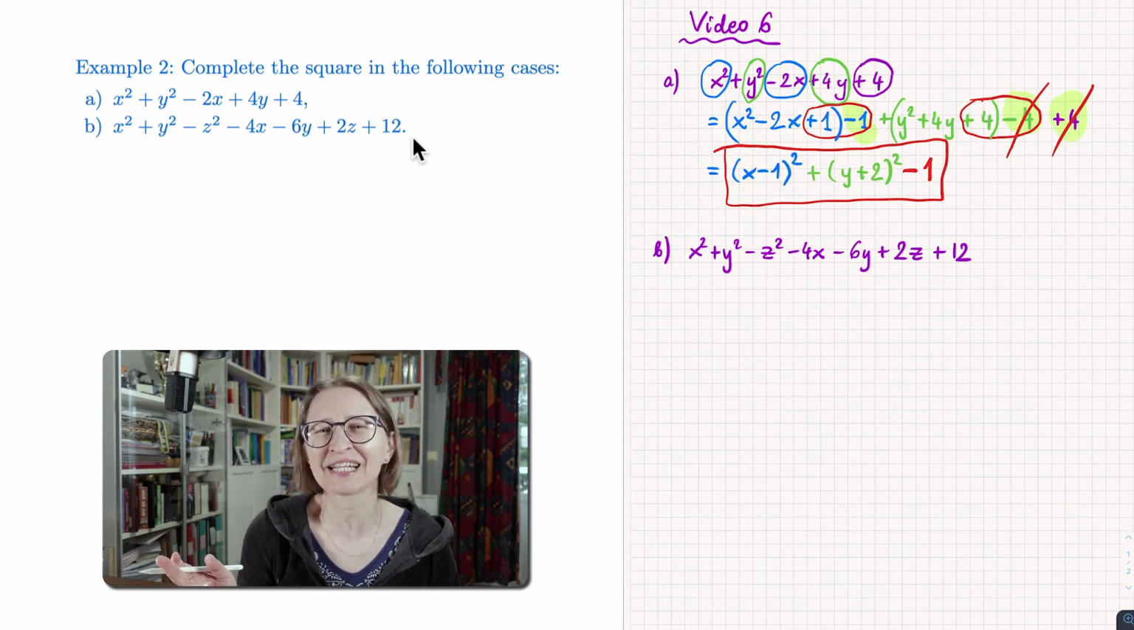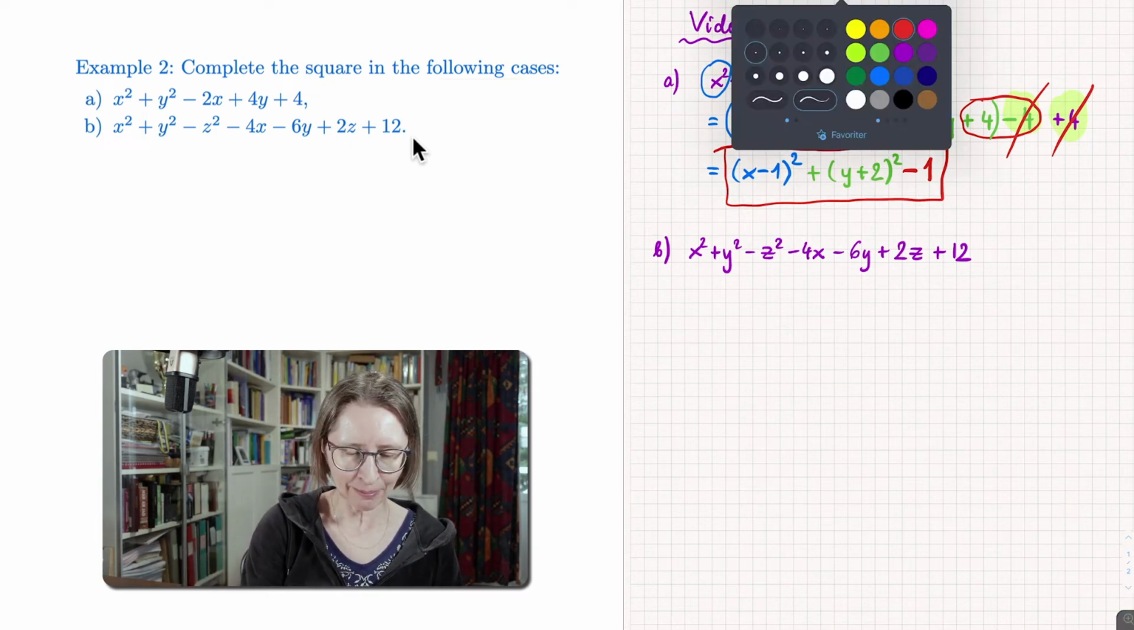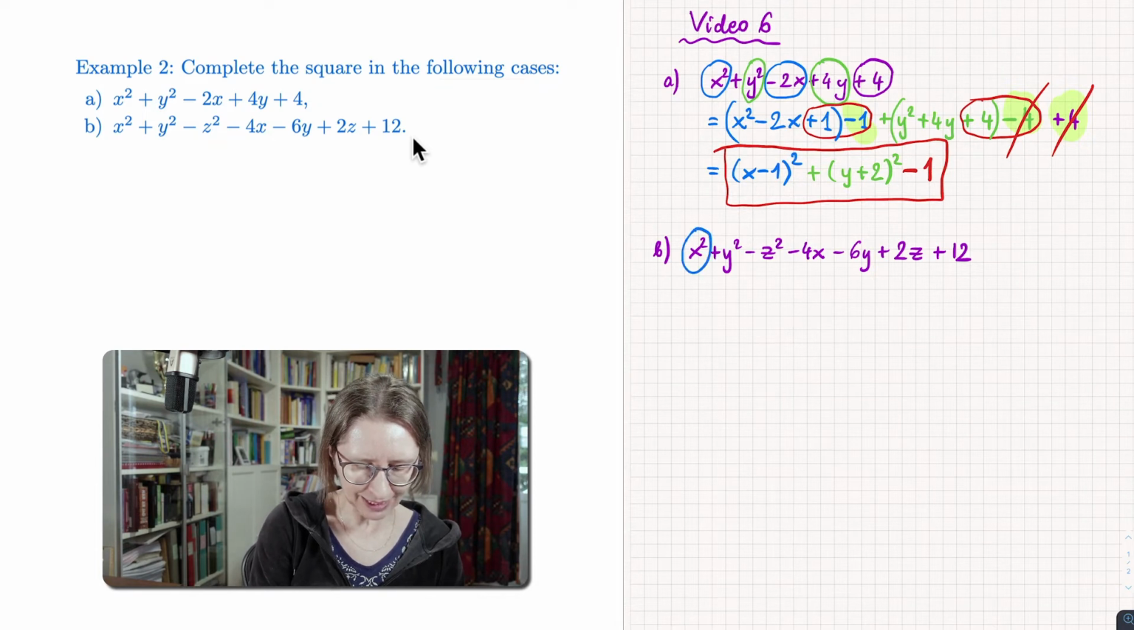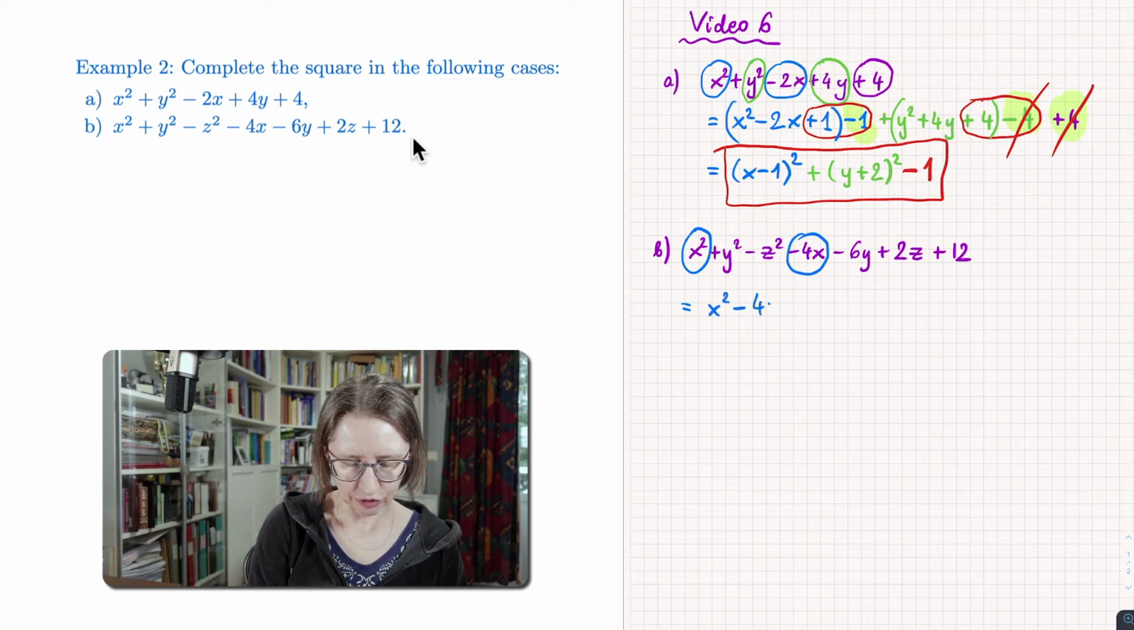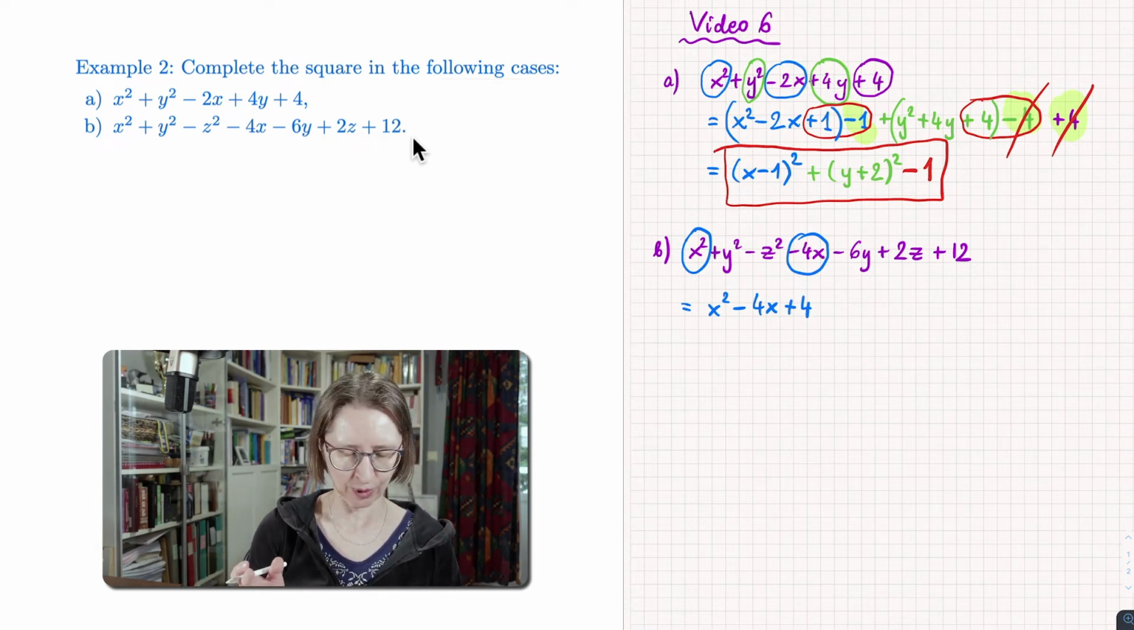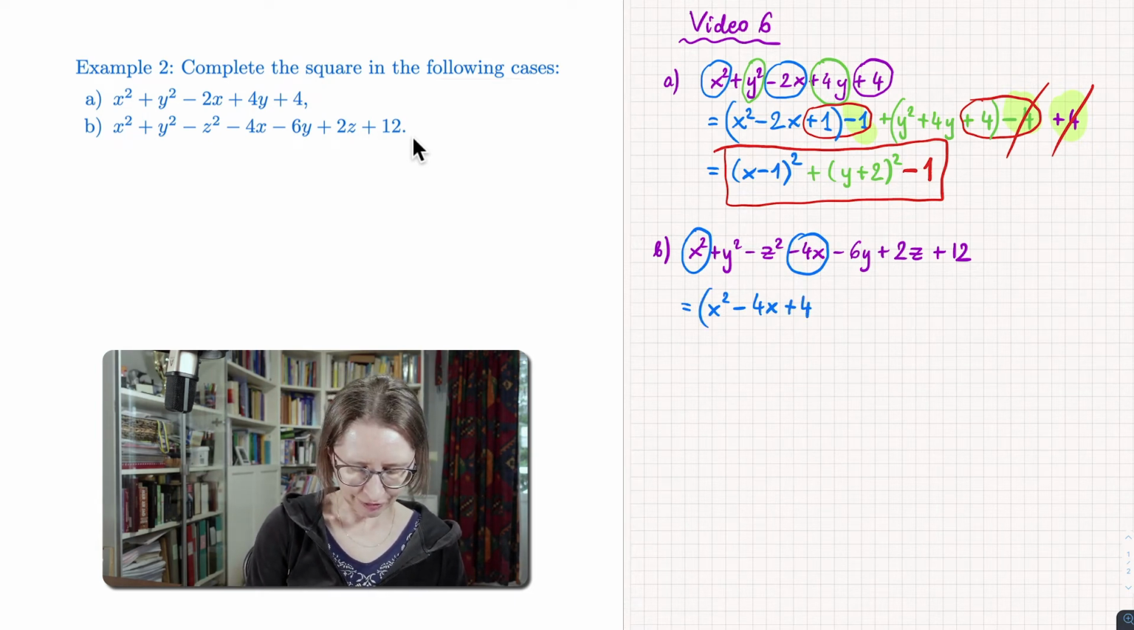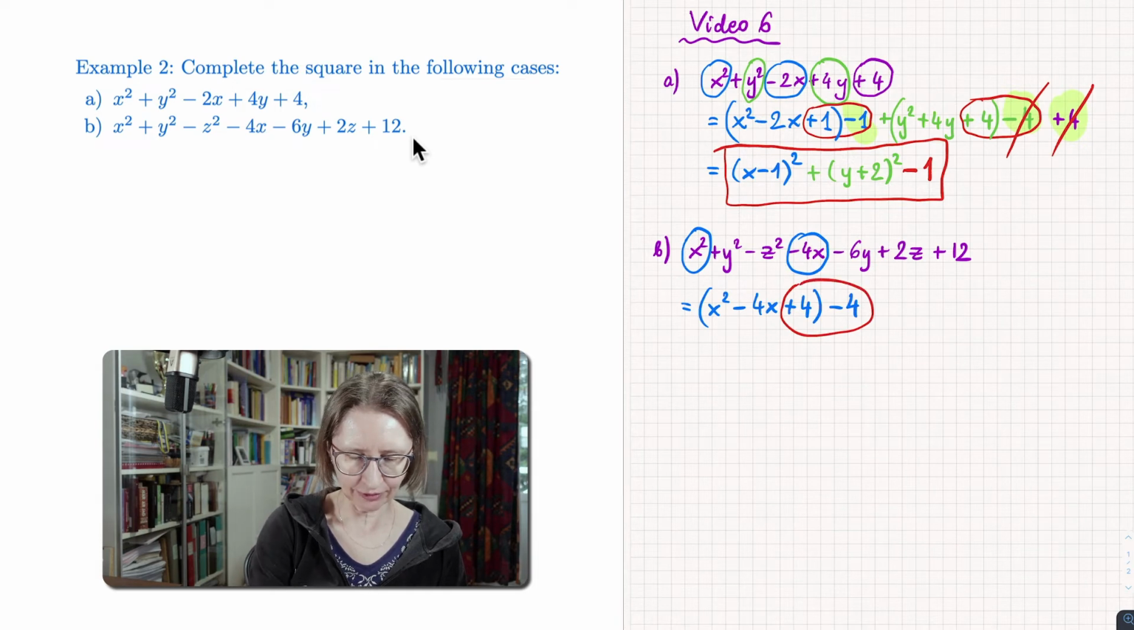And I do exactly the same as I did before, but now I have 3 variables. So I start with x, and I write here that it will be x squared minus 4x, and you know by now that I have to add 4 in order to produce a perfect square. So here is my first perfect square, and of course I have to subtract this 4 which I have added.